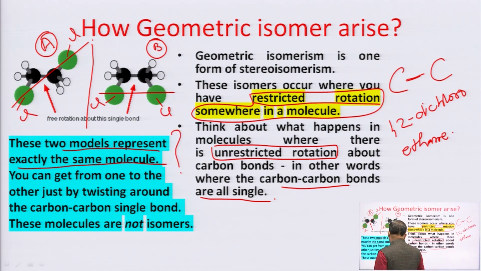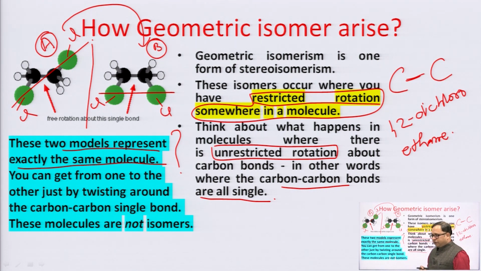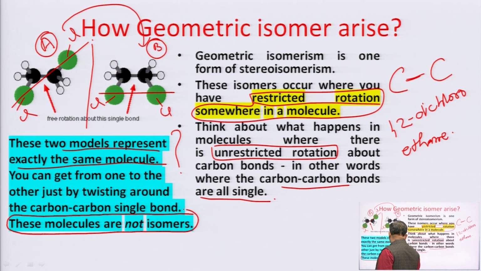But how can we say that these molecules are the same? Because if we want to convert A to B, it can be easily done just by twisting. And if we are able to do this, then the molecules cannot be isomers. So, this is called unrestricted rotation. If unrestricted rotation is present in any molecule, we cannot consider it an example of the geometrical isomer. Now, let us see what condition is required then.